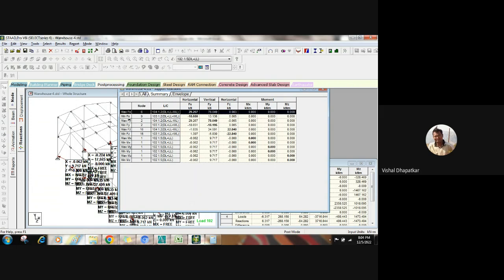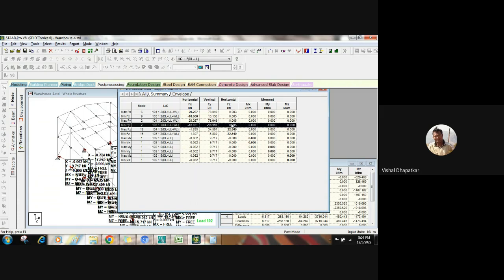Then second case, what I have to find? I have to find the maximum compression. Now maximum compression is this case. This is again 104 case. So I am getting maximum compression of 78 kilonewton, and I have to consider its corresponding shear value for the design of anchor bolts.